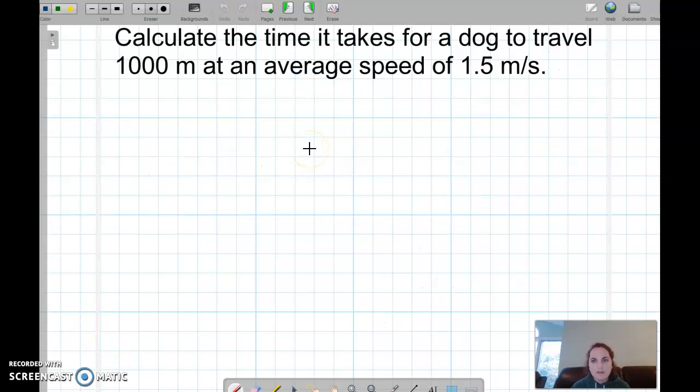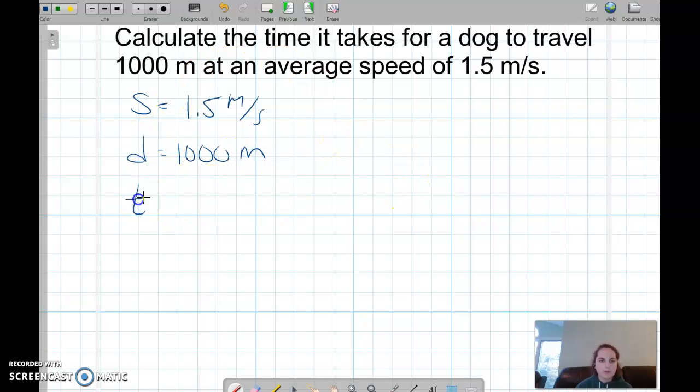Calculate the time it takes for a dog to travel 1,000 meters at an average speed of 1.5 meters per second. So I'm given a speed and I am given a distance. And I am asked to solve for time. Right, so calculate the time. I'm given a distance, I'm given some speed here. So in order to do that, I'm going to go ahead and rewrite my equation, solve it out.